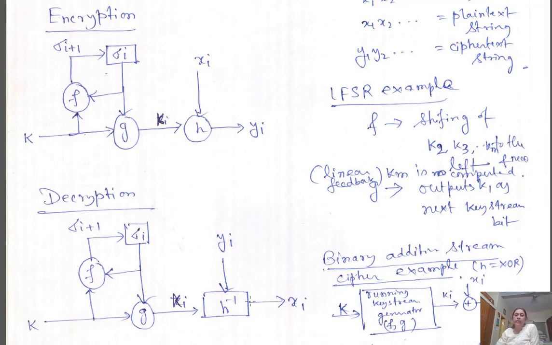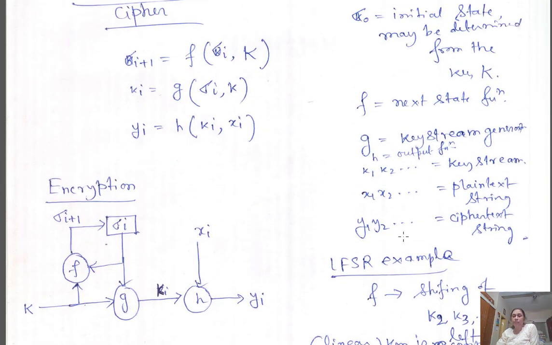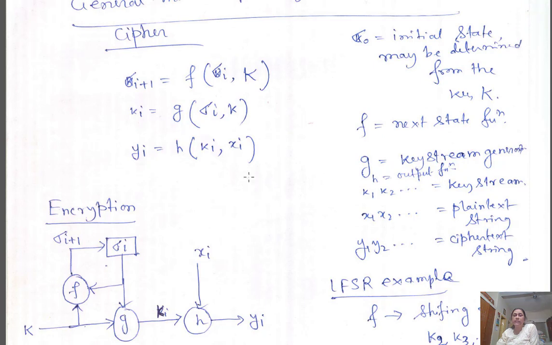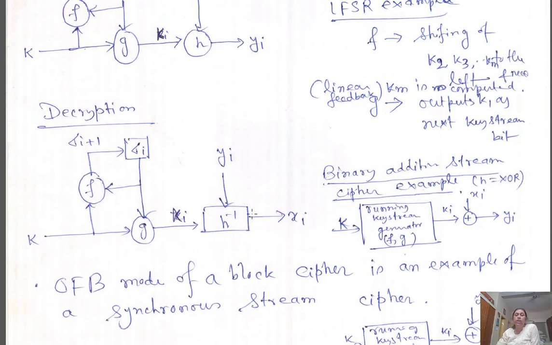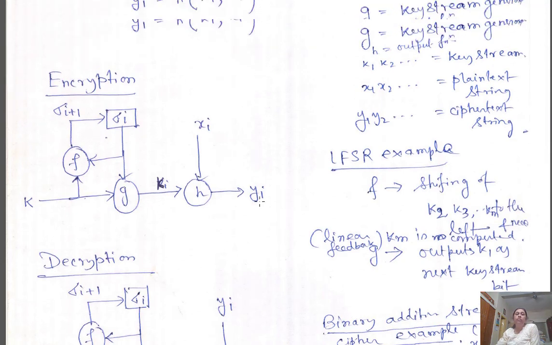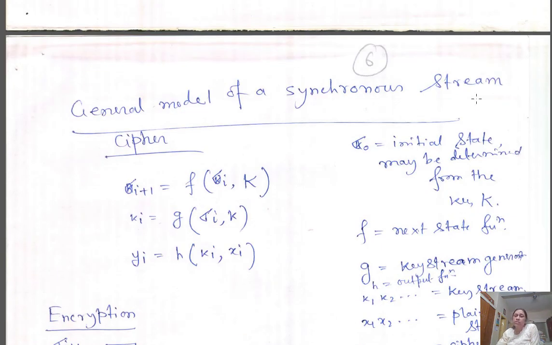As I said, H is the output function. It takes xi and ki. Now this function is an invertible function if you fix this ki. The output function should be like that. So H inverse of ki comma yi will give you xi, so you apply H inverse. This is the general model of any synchronous stream cipher.